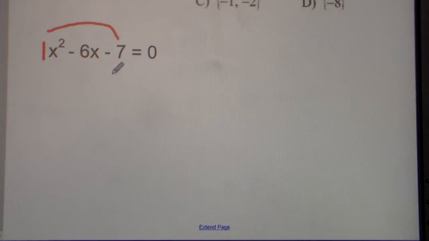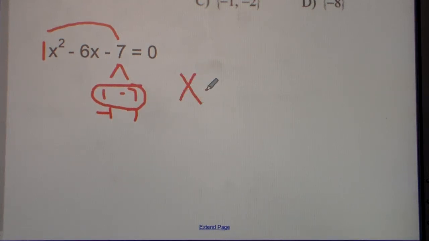1 times negative 7 is negative 7, so we got to do the factors of negative 7. So you already know it's a 1 and negative 7. We have negative 1, positive 7. And that looks like that's all the factors here. So we need which combination gets you negative 6? Well, 1 and negative 7 gets us negative 6.